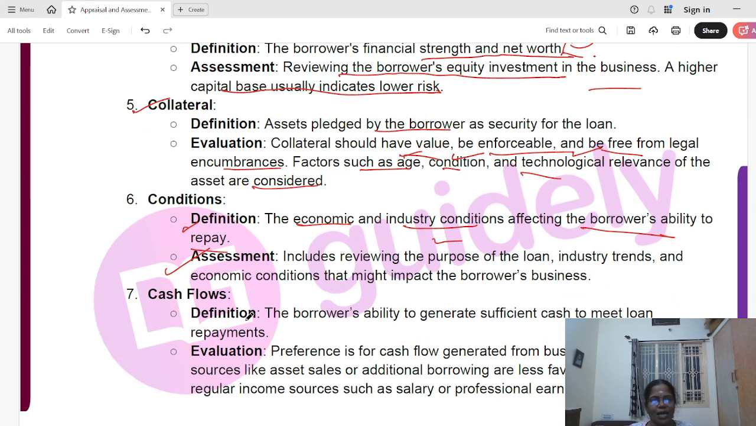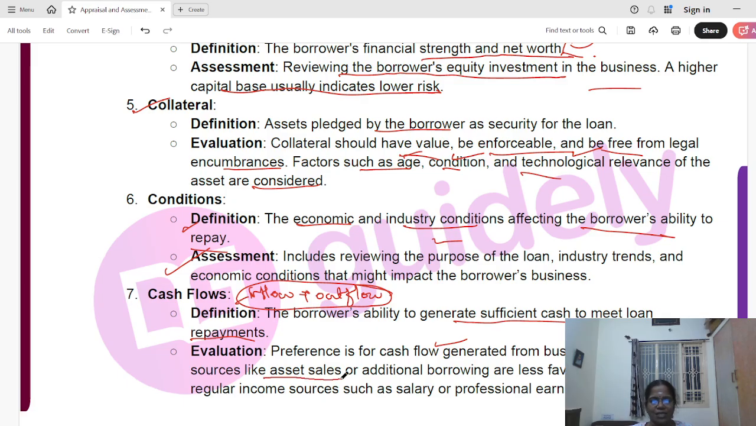Then another one is the cash flow, the borrower's ability to generate sufficient cash to meet loan repayments. Cash flow, what is the inflow as well as the outflow. How such inflow and outflow is helpful for servicing the loan, how they can meet the loan repayment. So that is the cash flow. Preference is for cash flow generated from business operations.